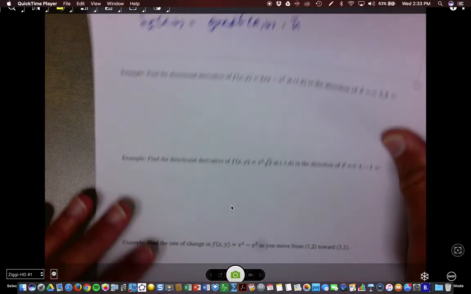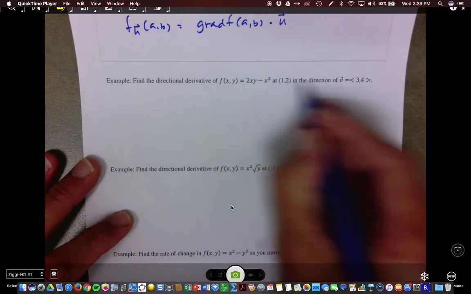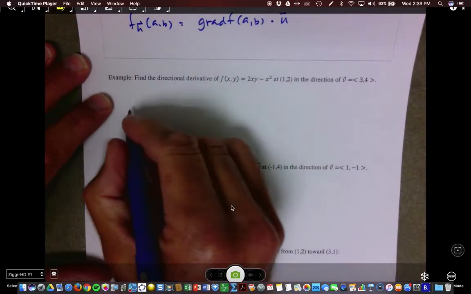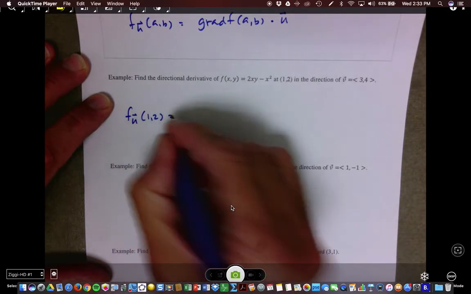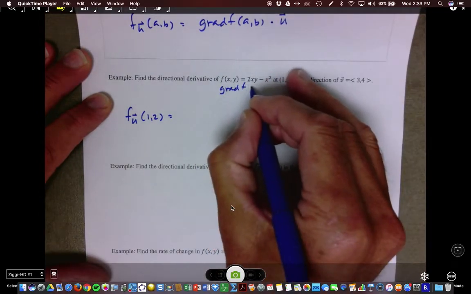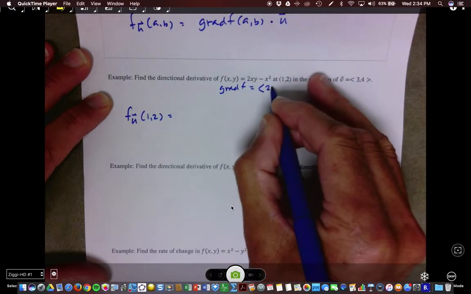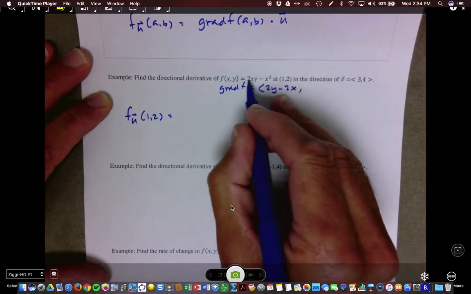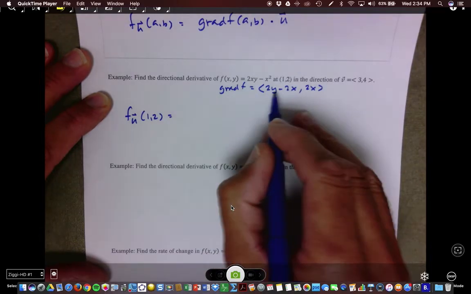All right, so let's take a look at this example. Find the directional derivative of this function at the point (1, 2) in the direction of (3, 4). To find this directional derivative at the point (1, 2), I need the gradient. The gradient of this function is the partial derivatives. The derivative of this with respect to x would be 2y minus 2x, and the derivative with respect to y would be just 2x.